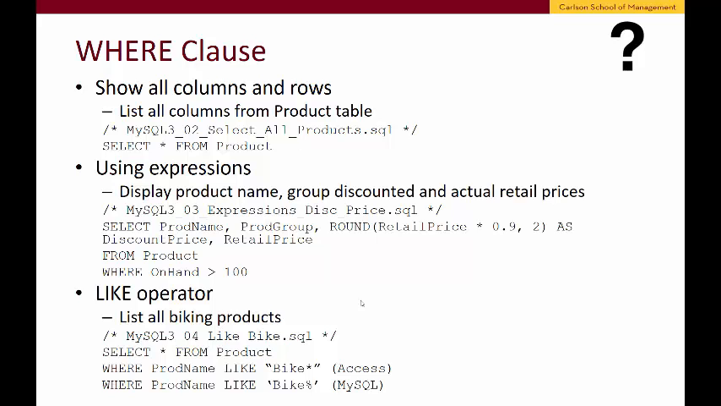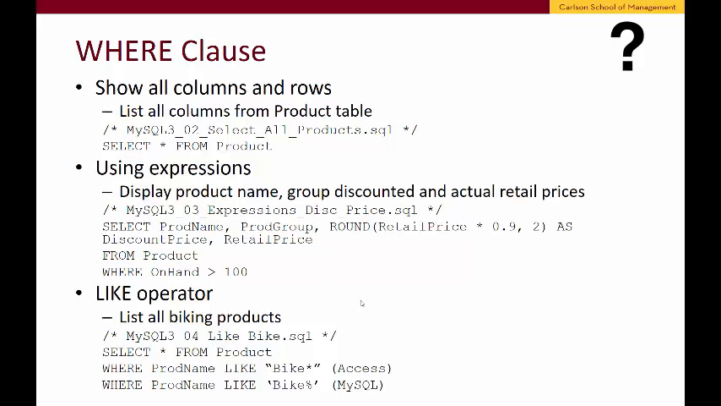Notice the difference at the very bottom between different DBMSs. Access uses double quotes for string literals, which is this word bike, and uses an asterisk for a wildcard character, whereas MySQL uses single quotes and the percentage sign for a wildcard character.